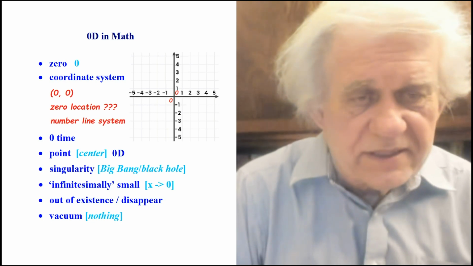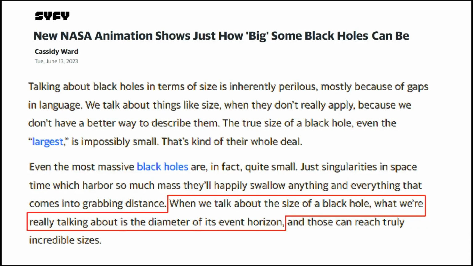And so here you have one individual, and he says the following. He clarifies to us. He says, talking about black holes in terms of size is inherently perilous, mostly because of gaps in language. We talk about things like size when they don't really apply because we don't have a better way to describe them. Absolutely a lie. We have a way of describing them, but they want to use the word size in the wrong context on purpose to mislead you and to mislead themselves.